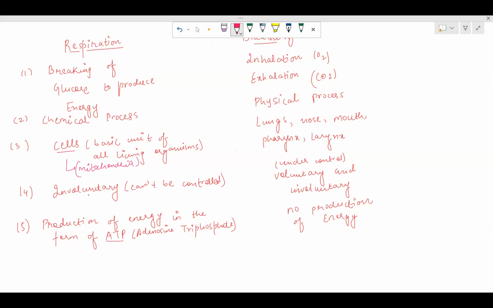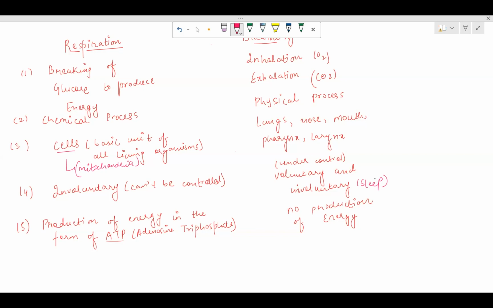So I was speaking that your respiration is involuntary, whereas breathing can be controlled by your will. Yes or no? For a few seconds, you can control your breath. So this is a voluntary process. Whereas involuntary is in the case of sleep. During sleep, you can't control your breath. Involuntary means it can't be controlled, which is not under our control, and voluntary is which can be controlled.